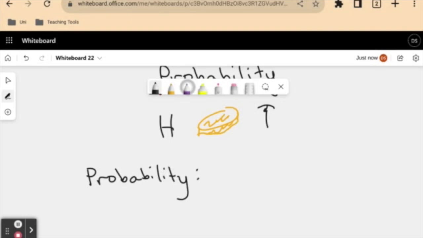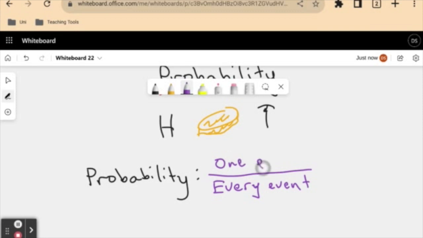We think of any probability as a fraction of, well, every possible event. In this case, it was 2. So we have every possible event, and over that, we have one specific event. So that would be, in this context, a head or a tail. Now, let's think of why.